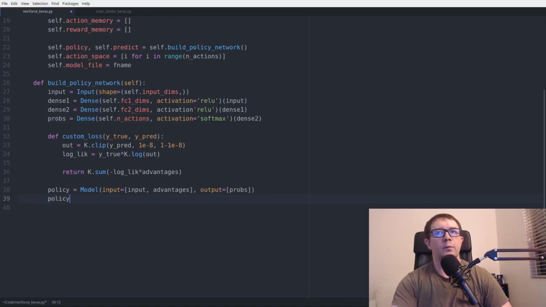Then we have to do policy.compile. Optimizer equals Adam with a learning rate of self.learning rate, and the loss is custom loss.